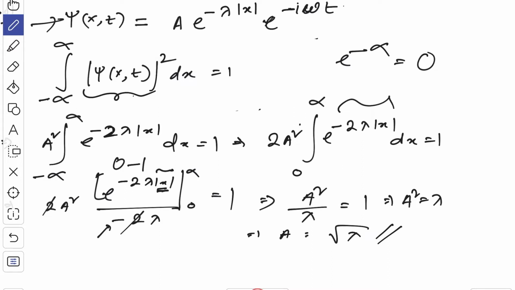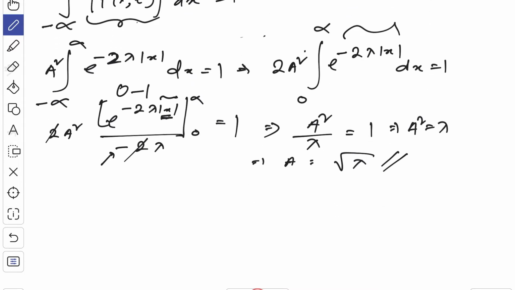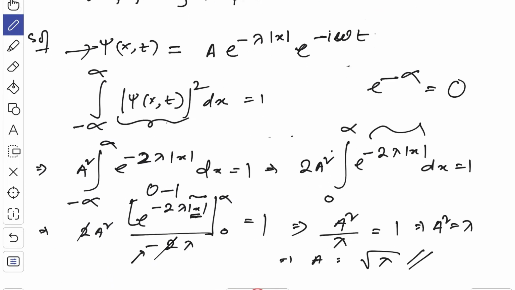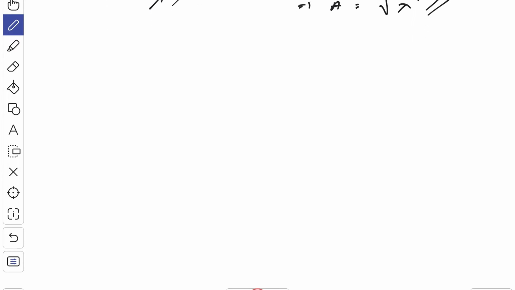So now let's move on to the next part of the question, that is we need to find those expectation values of x and x square. So how to find that? So here you see, in the previous video I have already explained how to solve such kind of problem. I will provide the link in the description box. Please watch the video first.